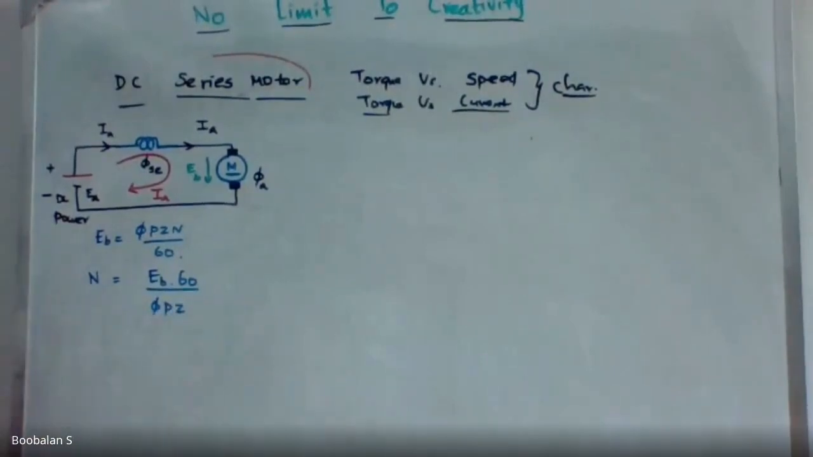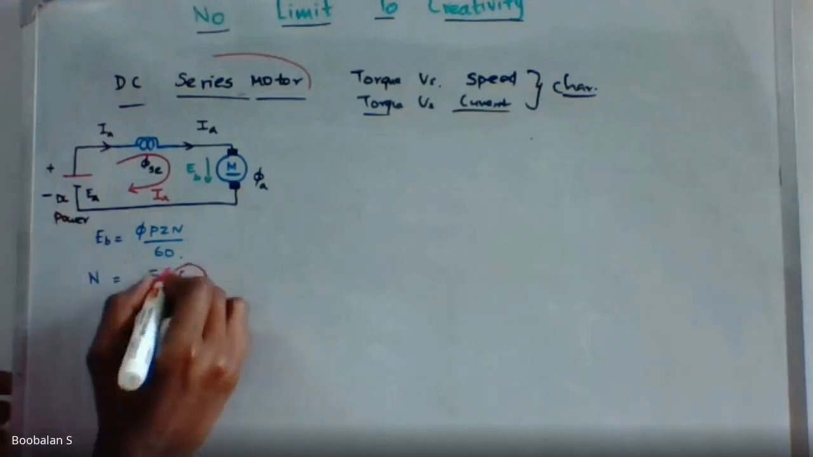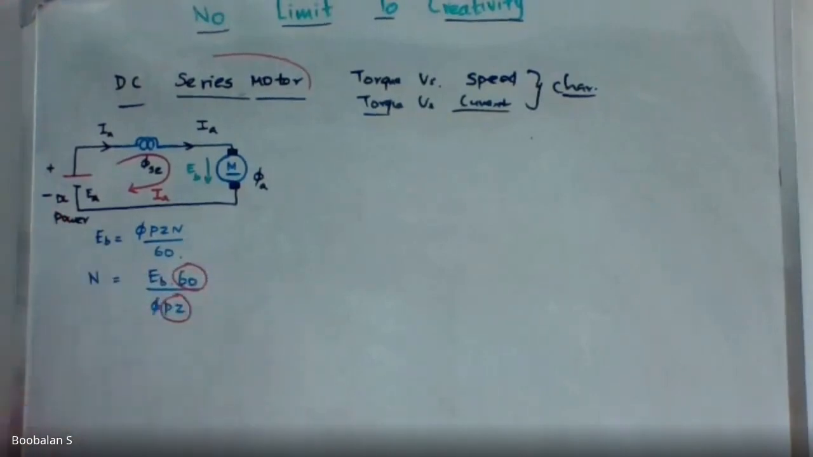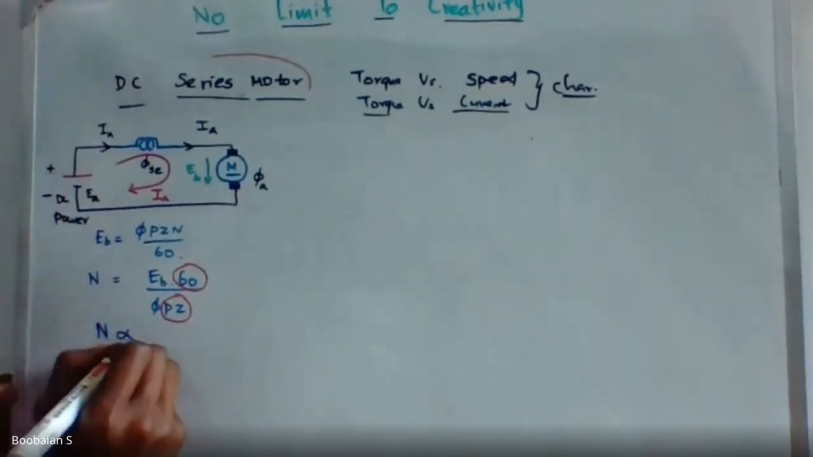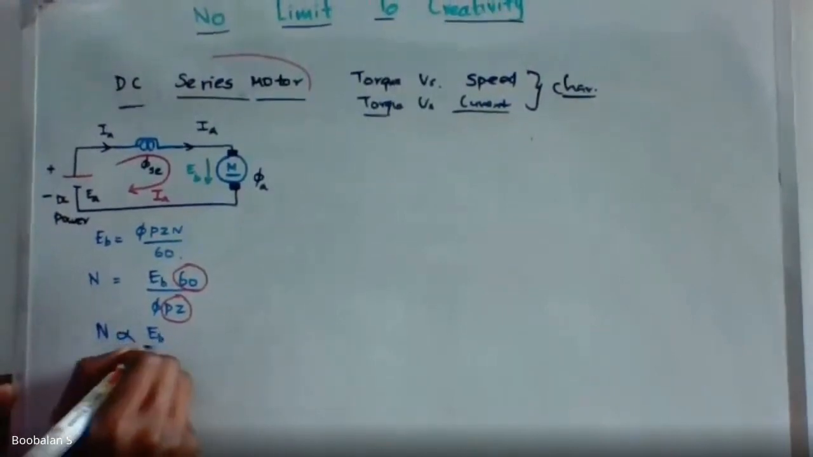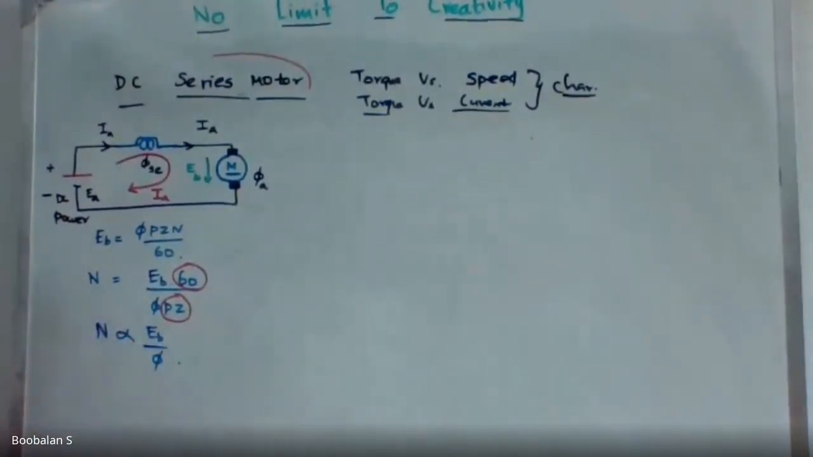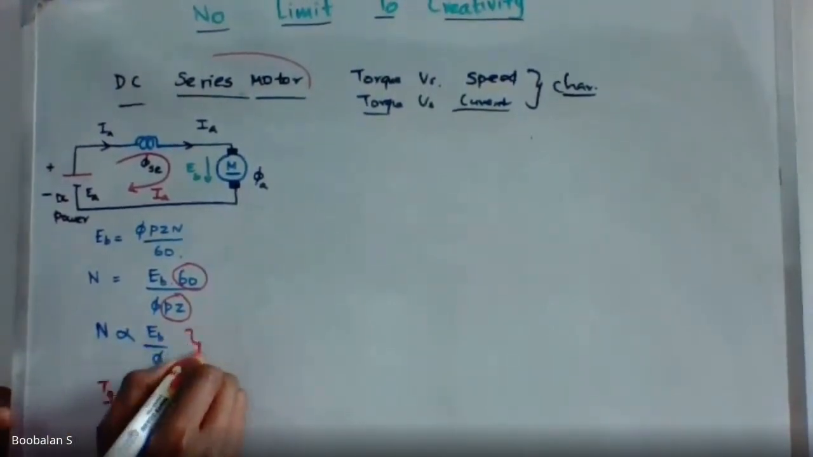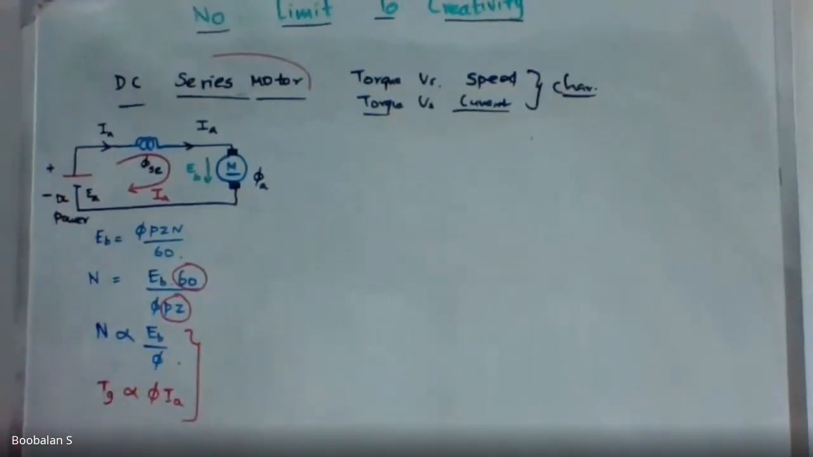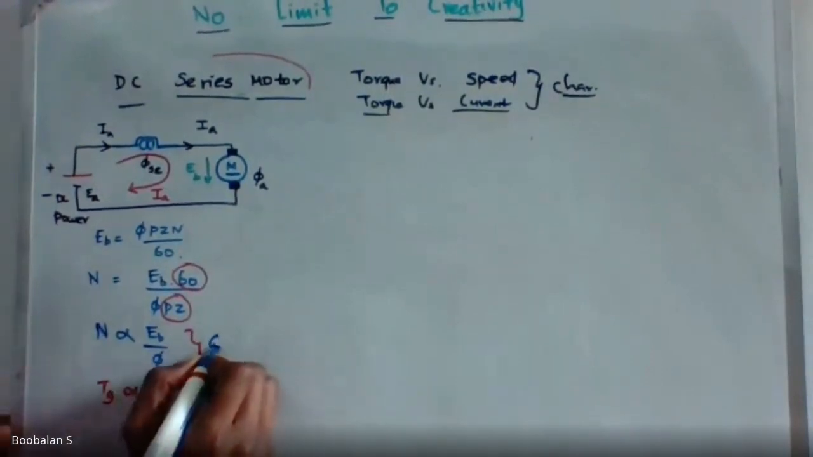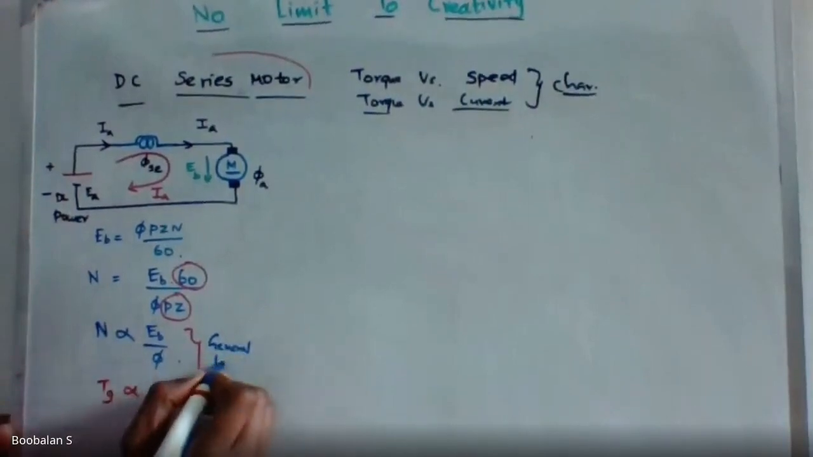So what are the constants? 60 is also a constant, and these things are also constant, so I'm just going to neglect them. So the general speed equation of any DC motor is n proportional to EB by phi. And the general torque equation of any motor is torque directly proportional to phi into IA. So these are the general two equations of any motor, torque and speed.